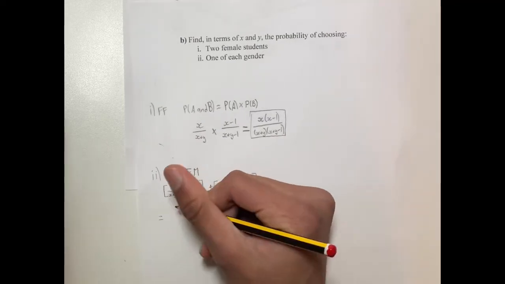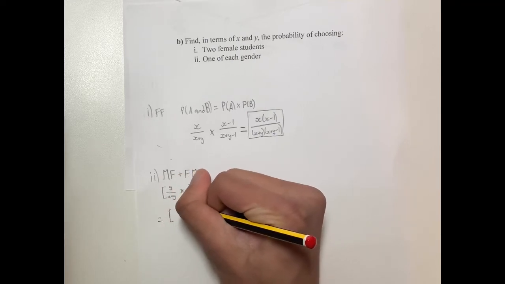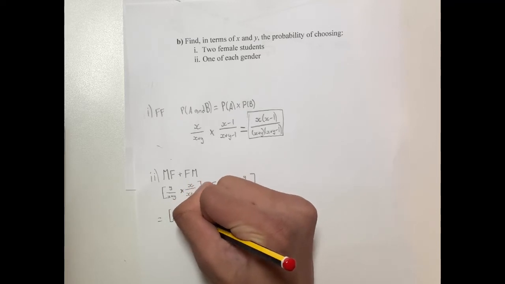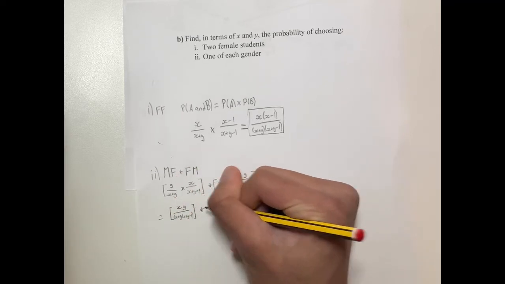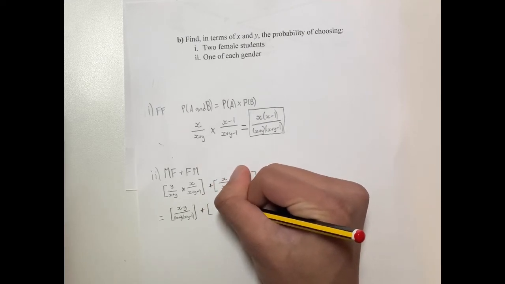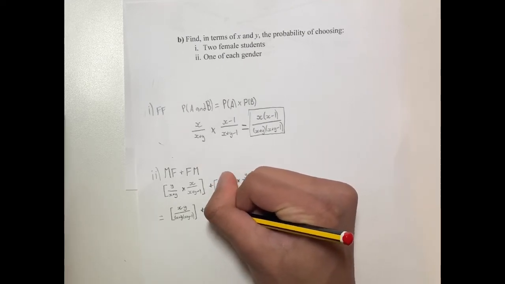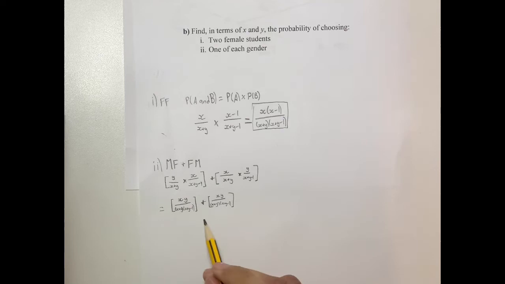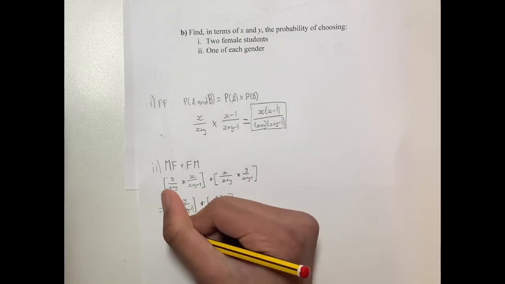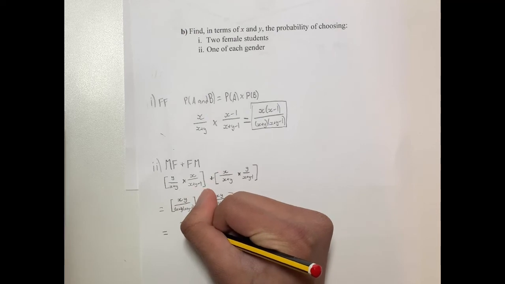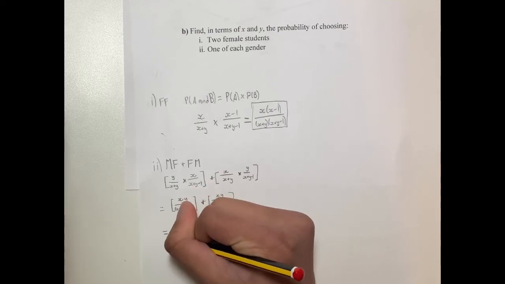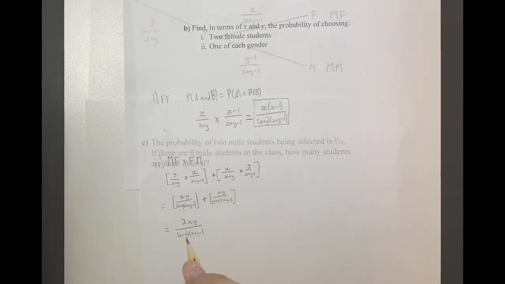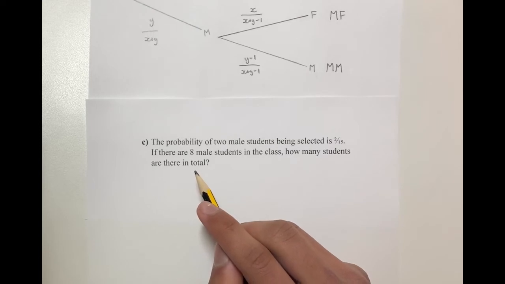We can multiply out this algebra. Because these terms have the same denominators, we can add them together. And that's our solution. The final part of our question reads as follows.